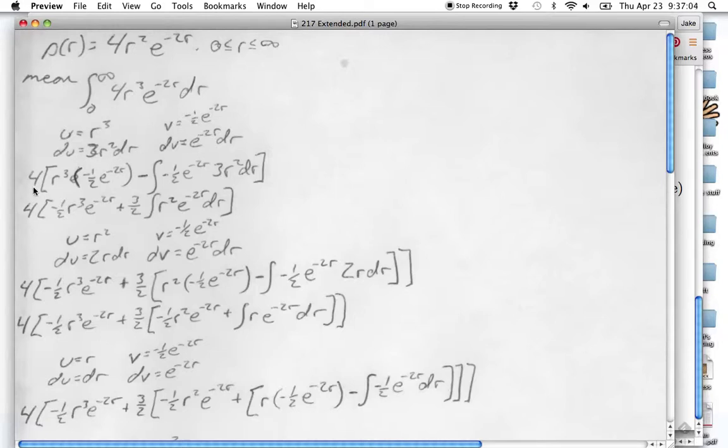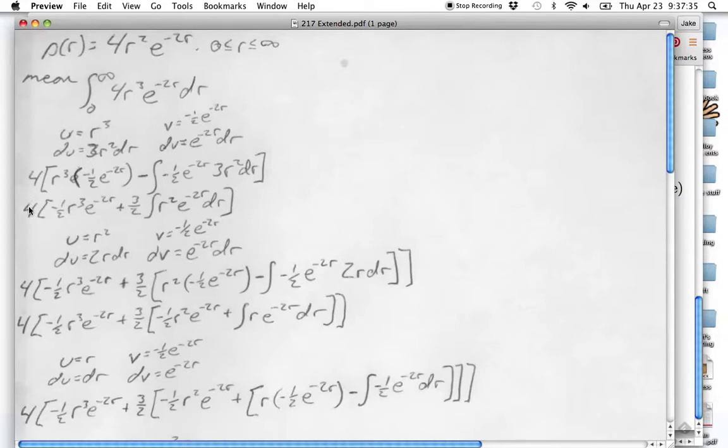We took out the r, then we put our pieces together. We have r cubed, that's u, v, minus the integral of v du. Okay. But you'll notice that this integral again has the same situation where we have this product, so we're going to do the same thing again.